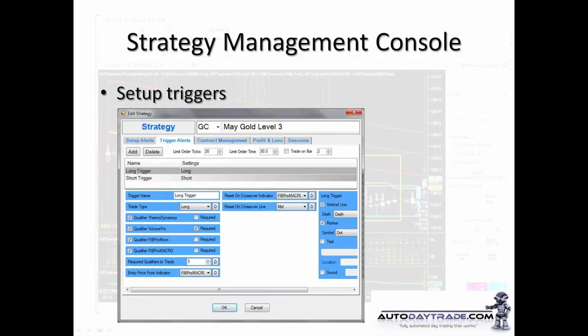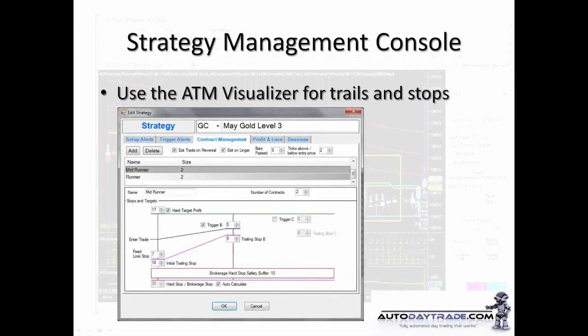Then you set up triggers that cause trades to execute in the robot. We discussed this process earlier in the presentation. You set the limit order parameters here, and you would also set up the visual interface so you can see on the chart when each type of trade is triggered. You go on to use the ATM visualizer under the Contract Management tab for trails and stops, as we already covered. You also set the reversal and anti-linger options on this form.